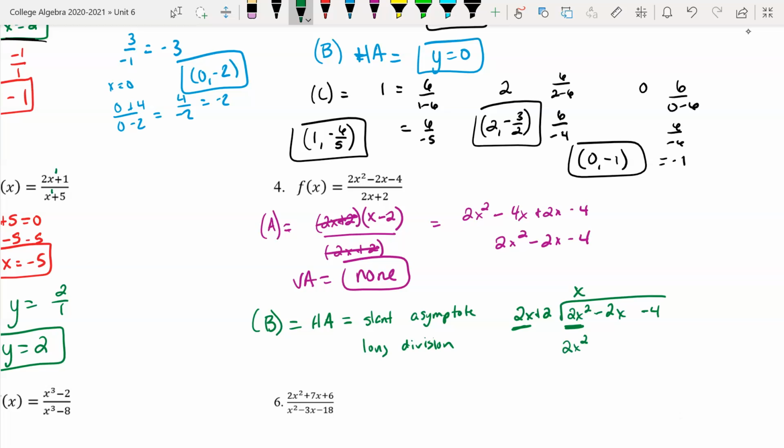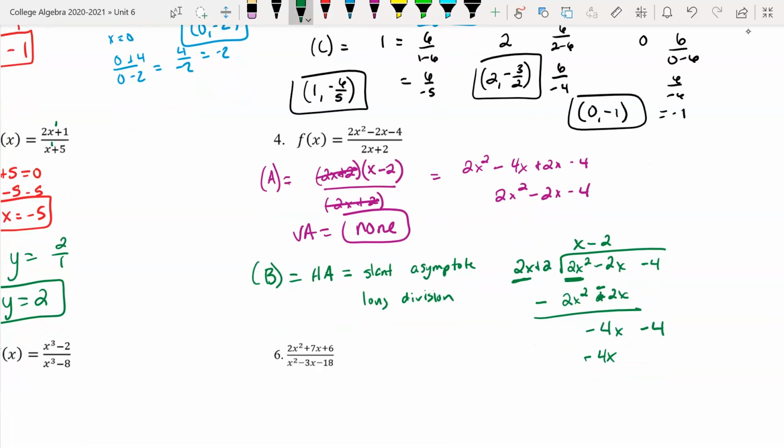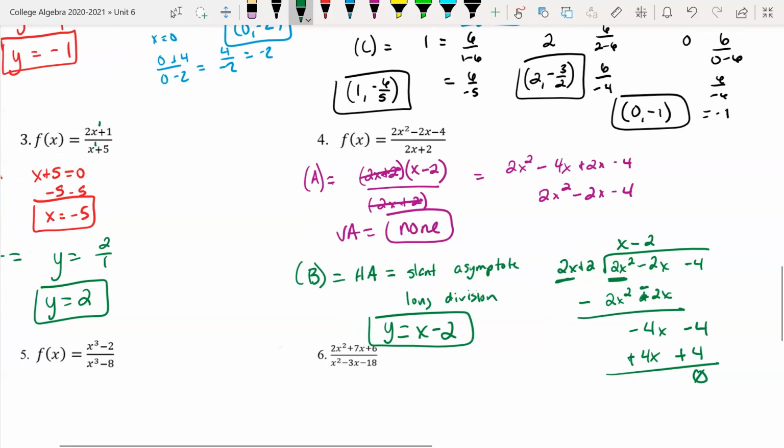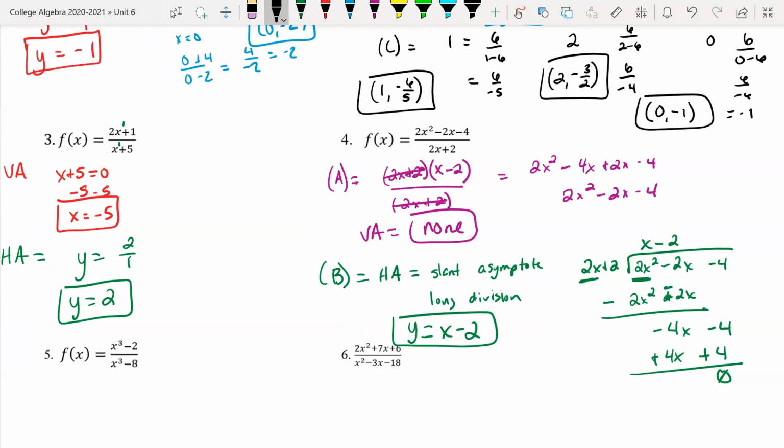So I would take 2x squared plus 2x, and I go through and I change my signs. It becomes a minus. So it'd be -4x minus 4. So this means to be a -2. So -4x minus 4. I would turn those into pluses. I have no remainder. So my horizontal asymptote would be y equals whatever you got for your long division, which would be x minus 2. It's always going to be y equals. Okay.